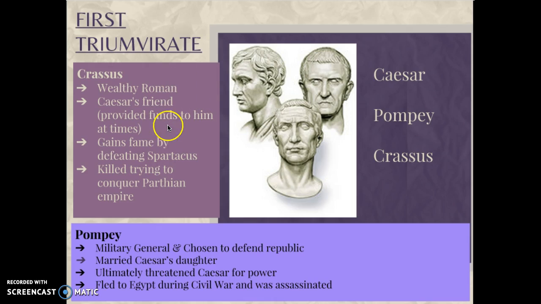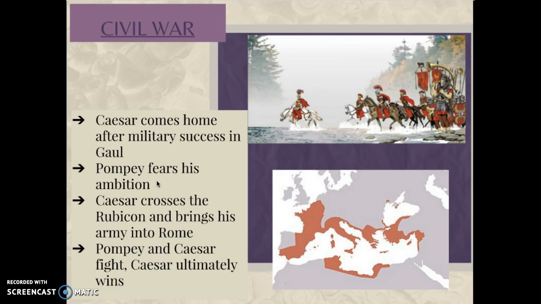So here's a little bit about Crassus and then Pompey. They're interconnected as well, but they're all going to vie with each other for power eventually, especially after Crassus is killed. Okay, so there's going to be a civil war, right, over this power.